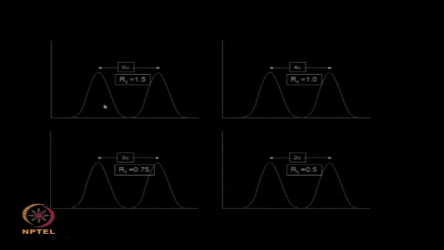So if you look at two peaks like this, if they are at a distance of 6 sigma, then the resolution is 1.5. If they are at a distance of 2 sigma, then the resolution is 0.5. If they are at a distance of 4 sigma, then the resolution is 1. If they are at a distance of 3 sigma, then I would say the resolution is 0.75. So depending upon the distance between the maxima of these two peaks, the resolution also varies, starting from even 0.5 going up to 1.5.